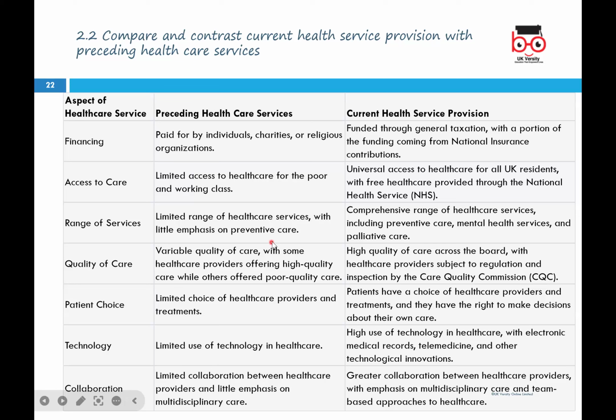Then talking about the range of services, there was a limited range of healthcare services before, and little emphasis was given to preventive care, especially mental health. Now there is a comprehensive range of healthcare services, including preventive care, mental health services, and palliative care. The quality of care was variable before, but now there are high quality standards which are developed by the Care Quality Commission, CQC. Patients had limited choices before with regards to their healthcare providers and treatments, but now they have more choice. They've been given more independence over their decisions.